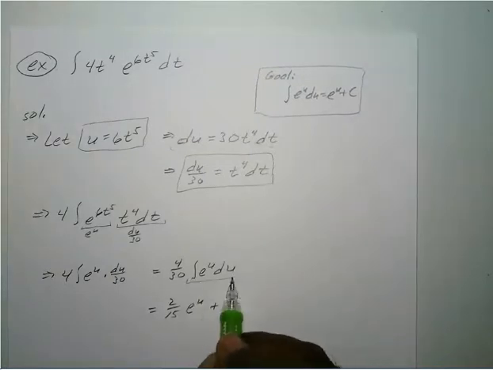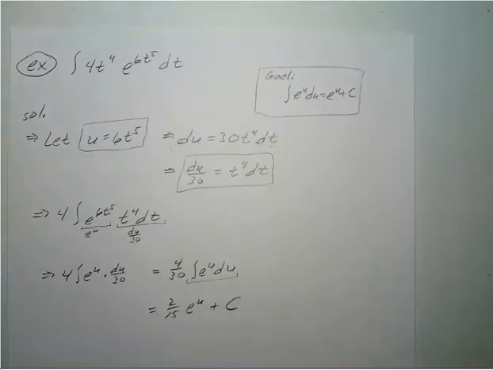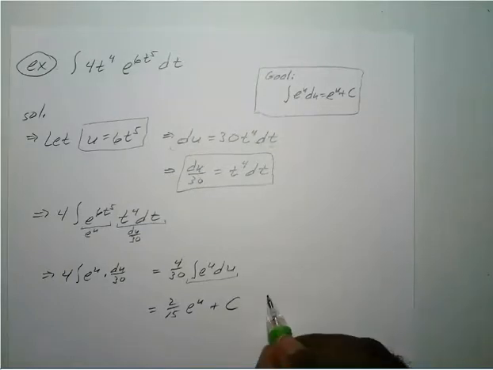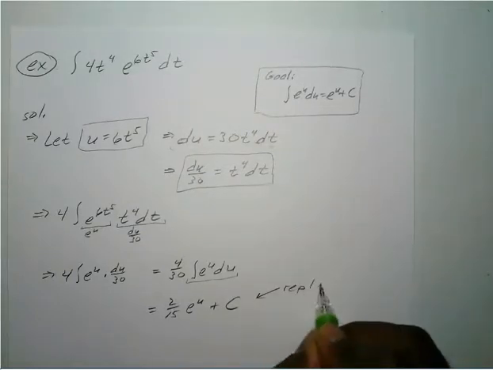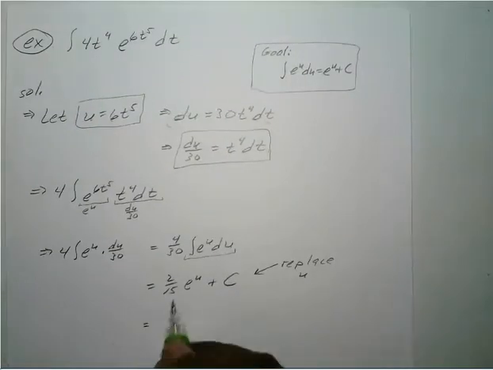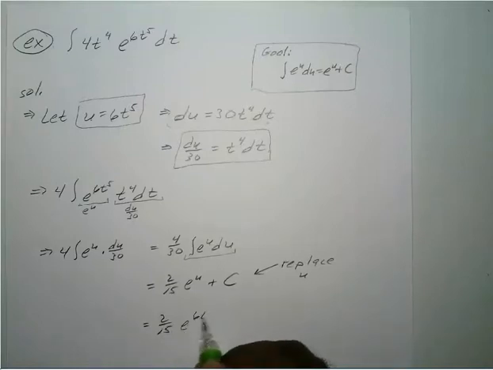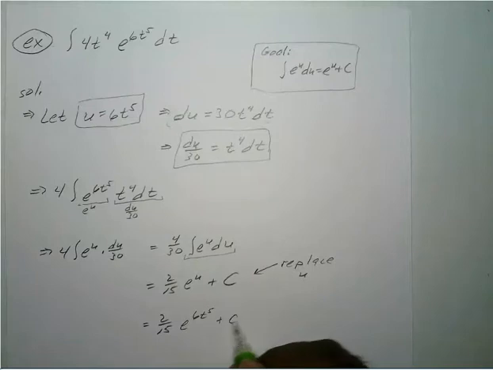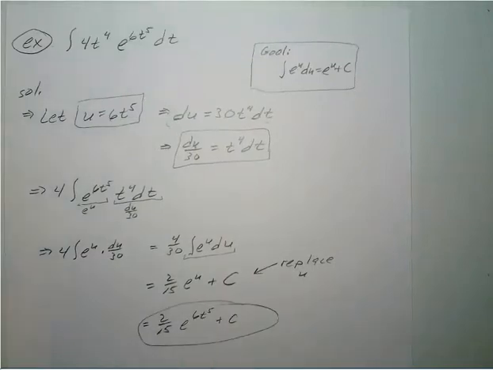Okay, just if we went ahead and integrated just that. So now finally we replace our u, and that will equal 2 over 15 e to the 6t to the 5th plus c as your final answer. All right, so if you're still writing, feel free to press pause, but we're going to go ahead and move on to our next example.